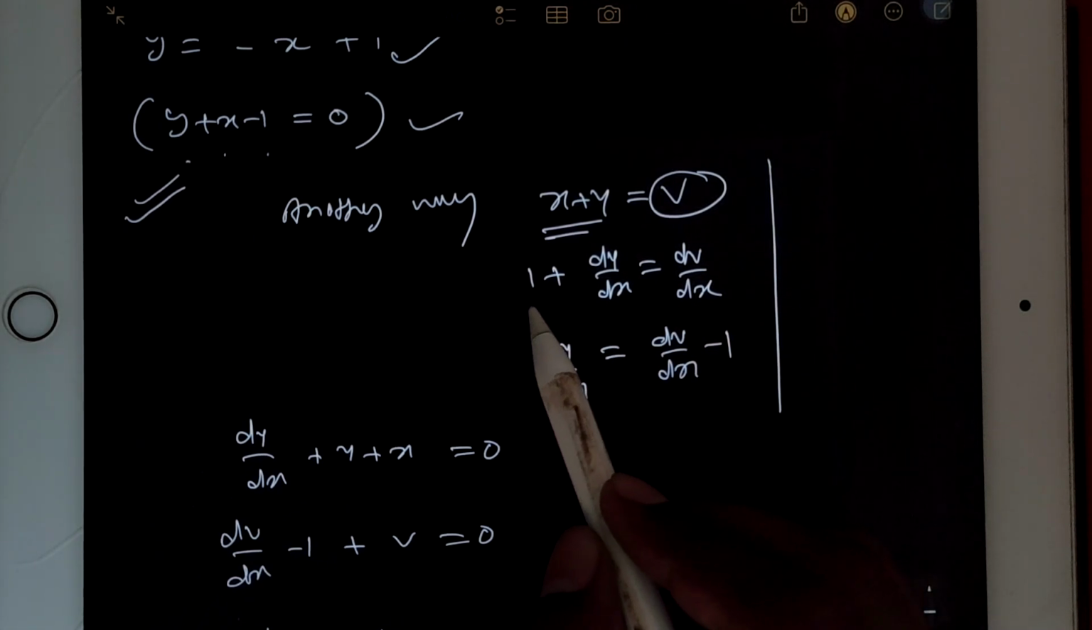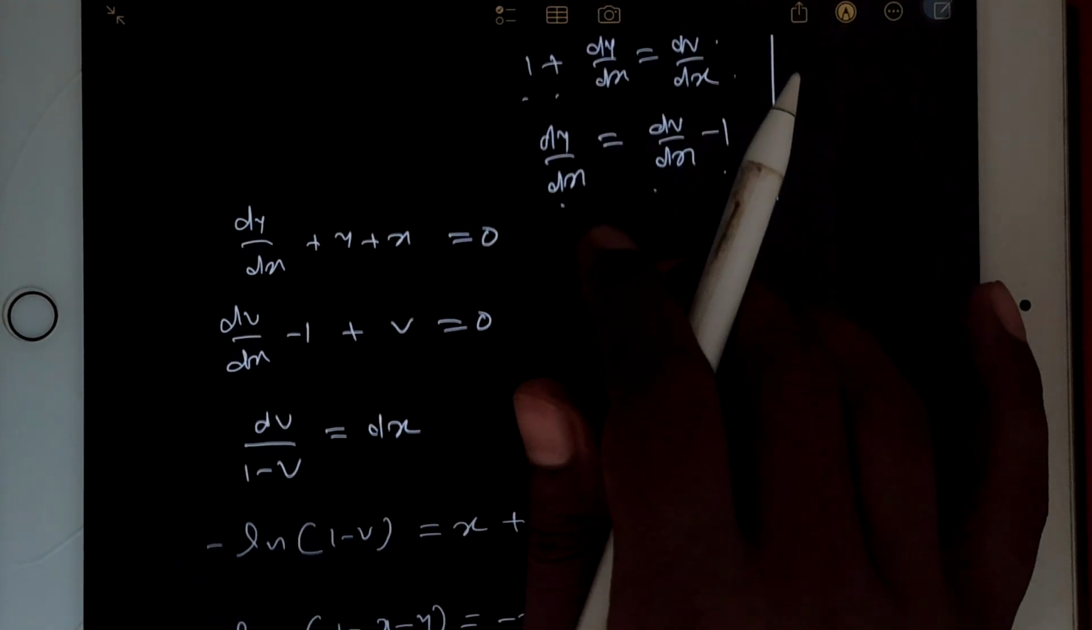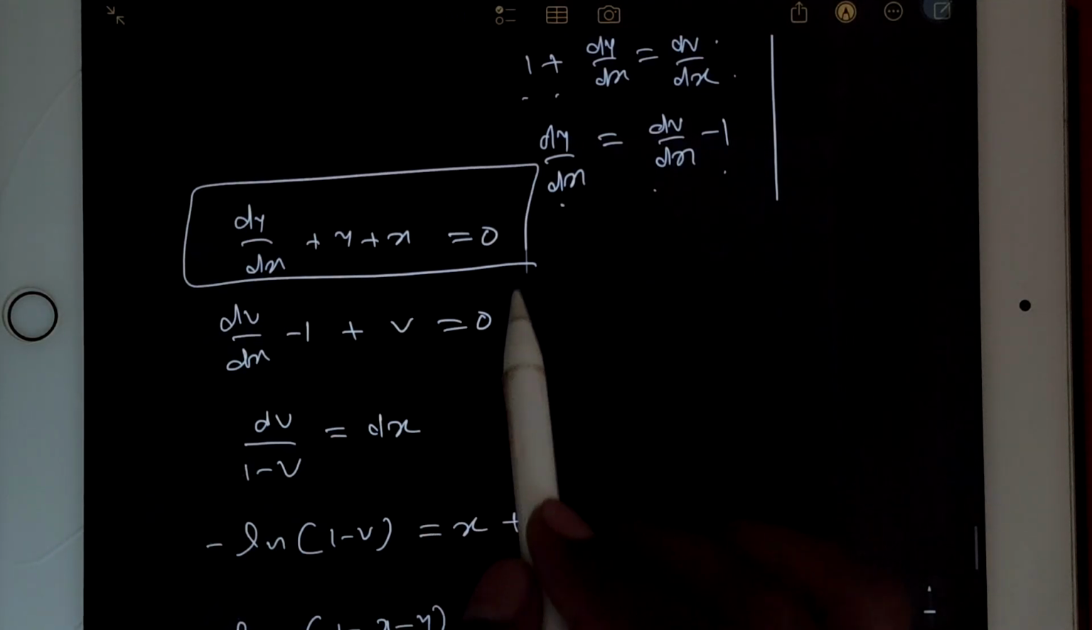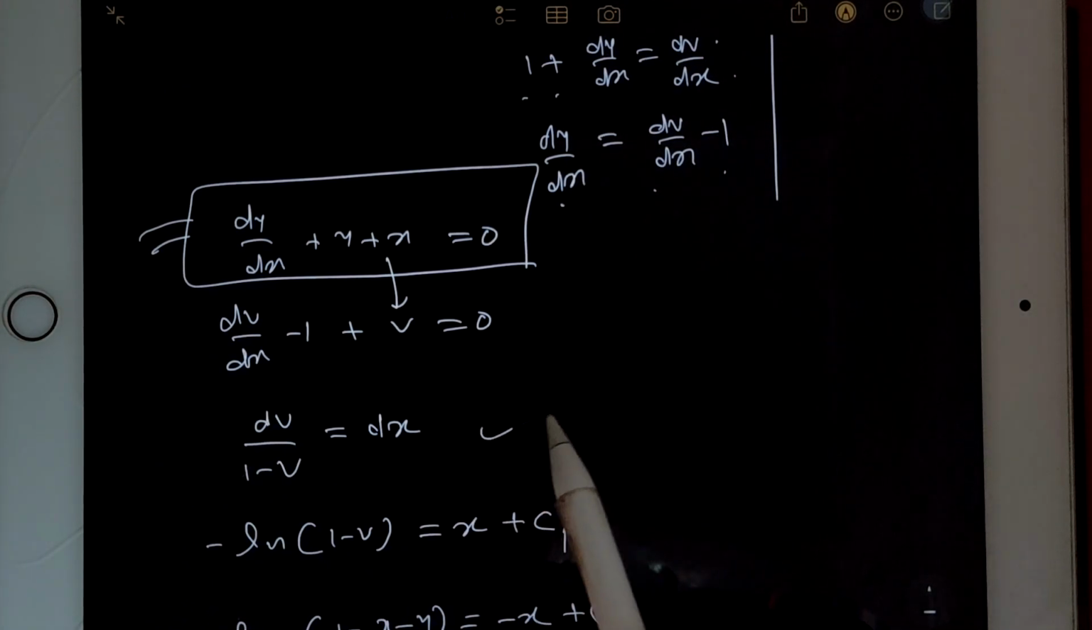So in this, differentiate: 1 plus dy by dx is equal to dv by dx, so dy by dx is equal to dv by dx minus 1, and this term will come. You replace it with this v. This was the question, and then come here.